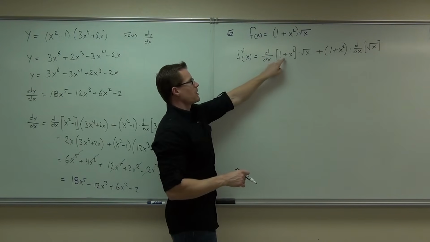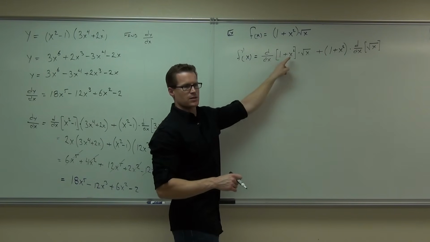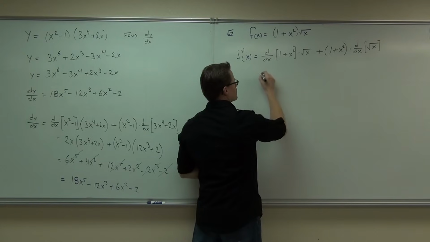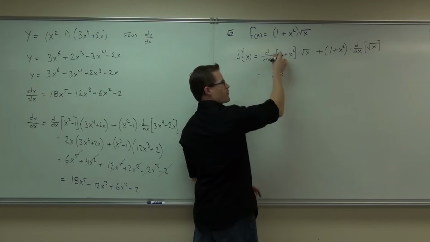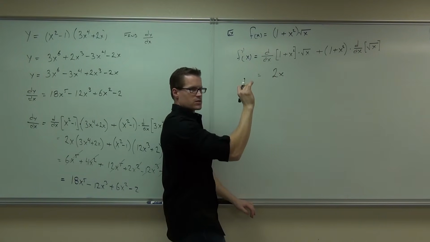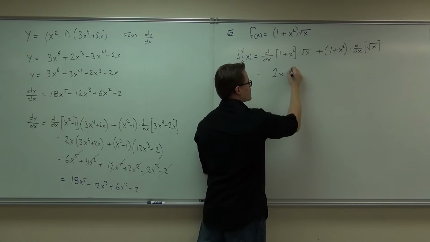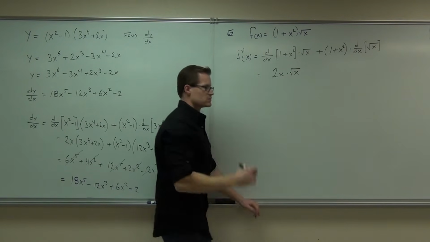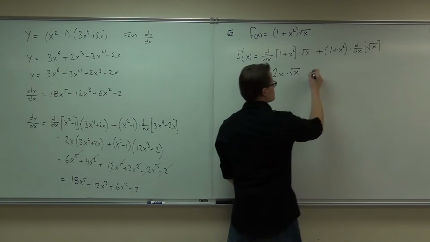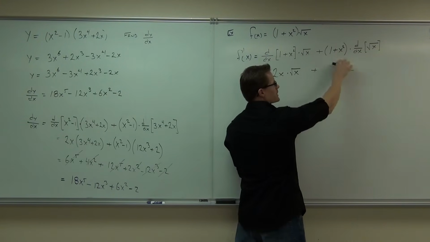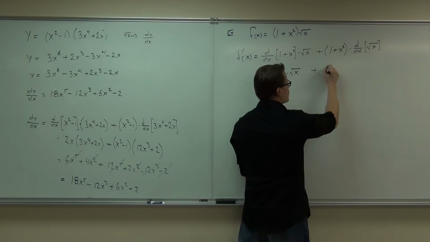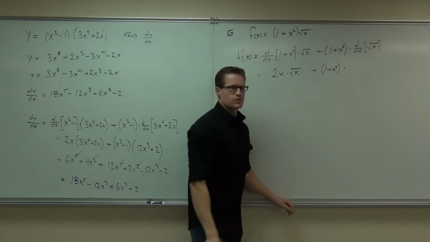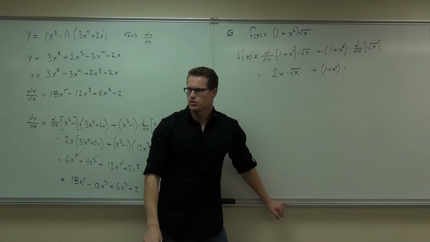Derivative of 1 plus x squared. What does this give you, please? Great. Derivative of 1 is 0. Derivative of x squared is 2x times the square root of x. Plus, do I take the derivative of this? No. Okay, so 1 plus x squared, I'll leave it in parentheses, times, oh, derivative of the square root of x. Might want to change that, huh?